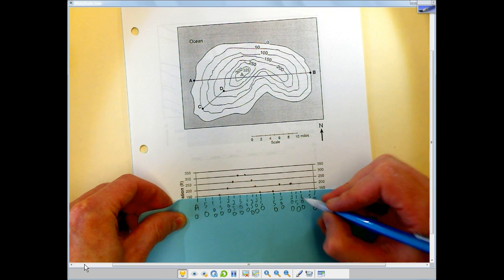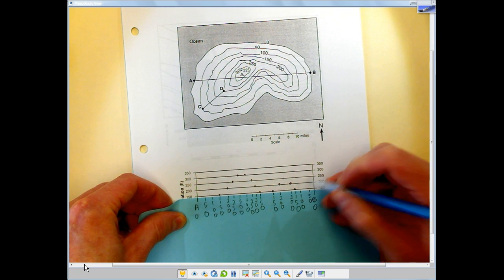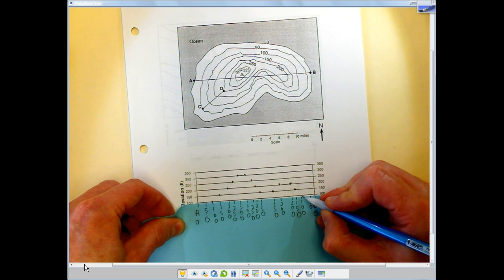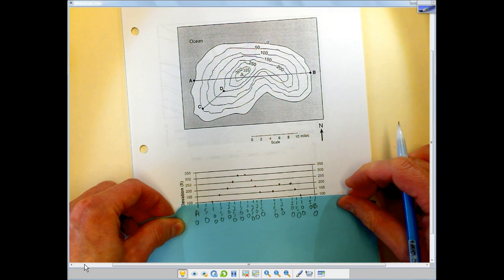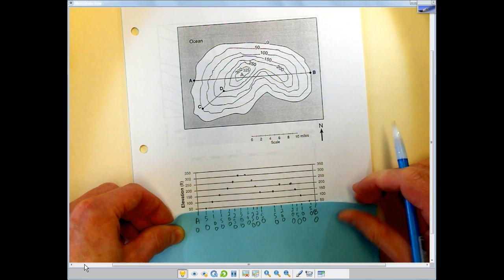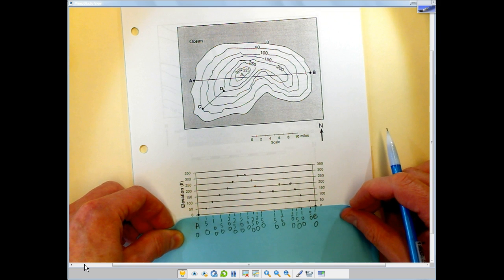Again, just trying to get the spacing correct, which is why I'm moving the paper up and down. And anytime I make a mistake, or get off the paper, I just realign it with that A. And now I bring this down to 50. And just to double check, my B is at 0, everything is good with the world.